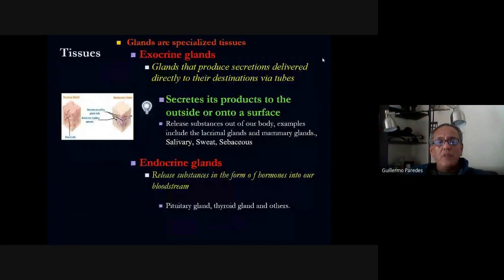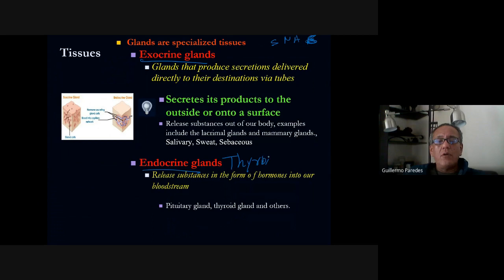Okay, so the epithelial tissue is going to have, remember, skin, nails, hair, and glands. The glands are going to be exocrine and endocrine. Endocrine, for example, the thyroid gland, and the exocrine are going to be the sweat glands.